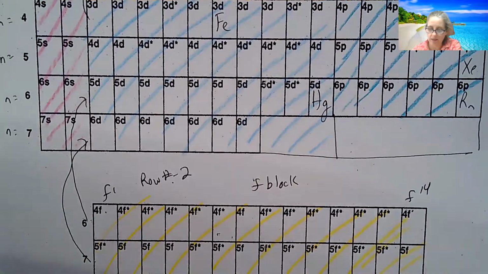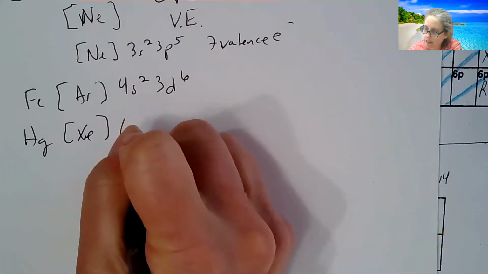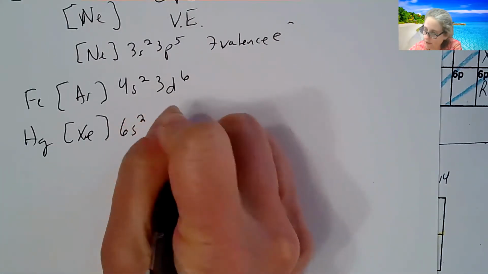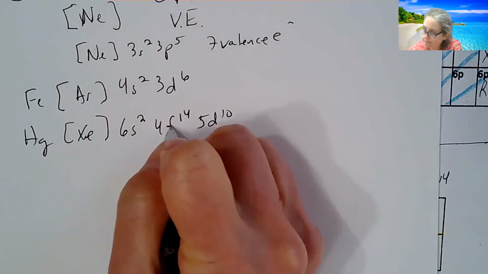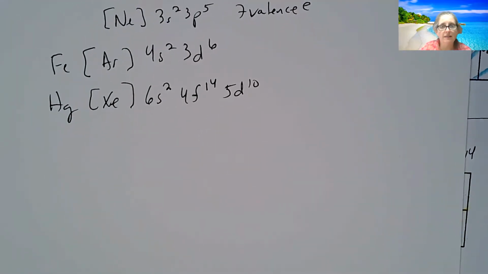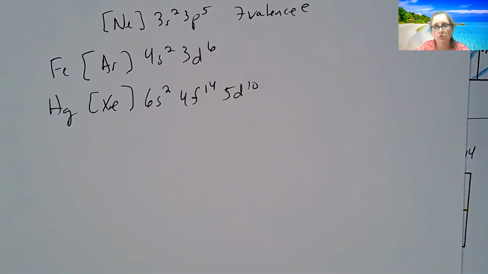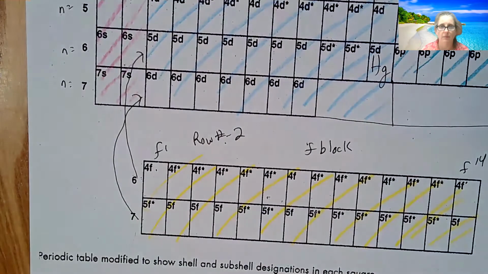So I'm going to write that down. Okay, so I have 6s2, 4f14, 5d10. And that's the electron configuration of Mercury, which you could confirm on your Flynn periodic table. Okay, so let's do one more.